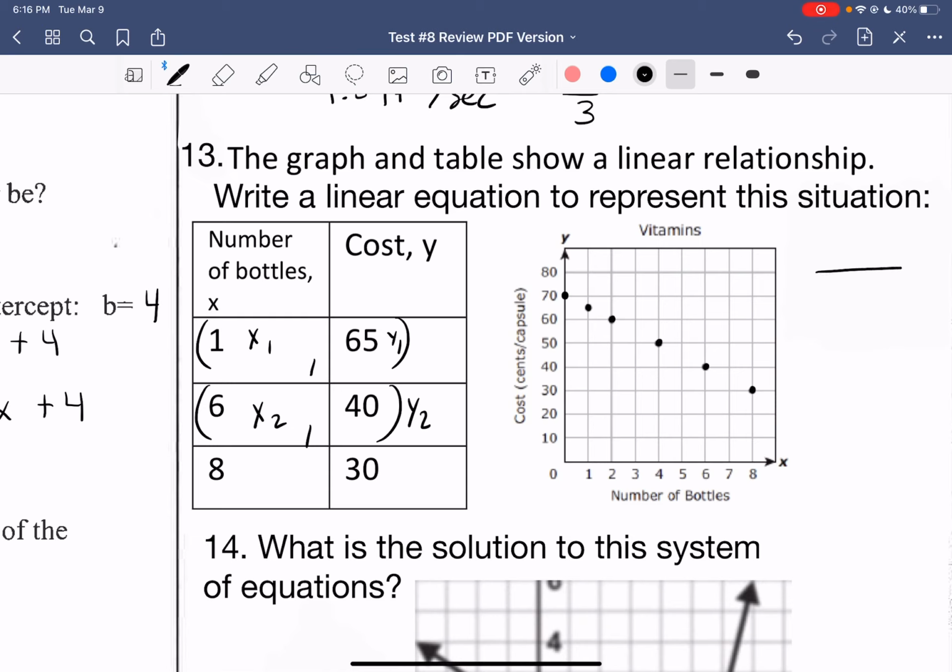So if I were to do the slope formula, I would do 40 minus 65 over 6 minus 1. So 40 minus 65 is negative 25, and then 6 minus 1 is 5. So my slope here from the formula is negative 5.